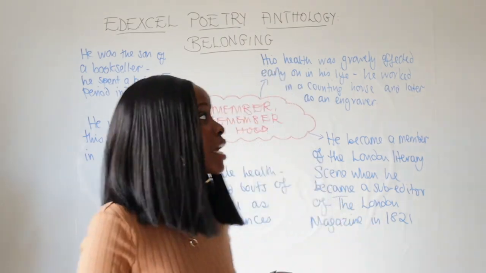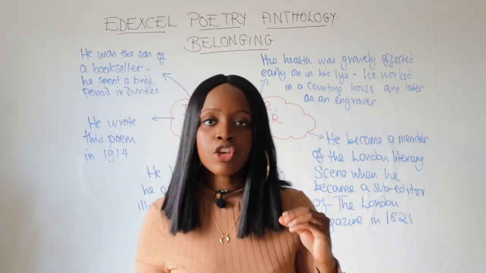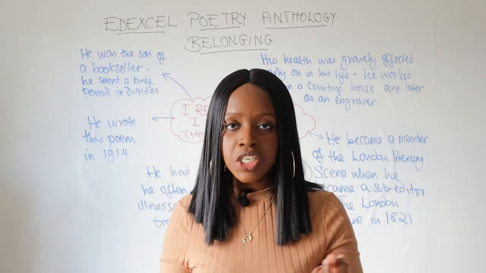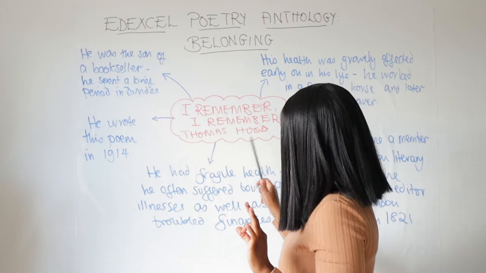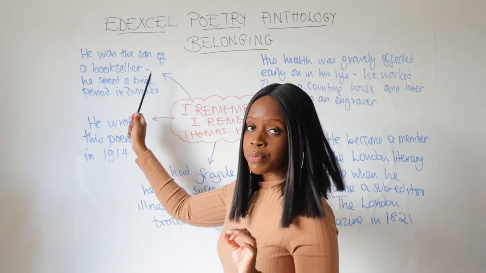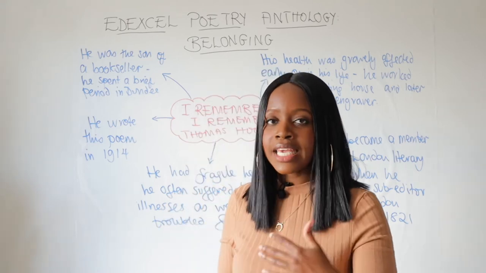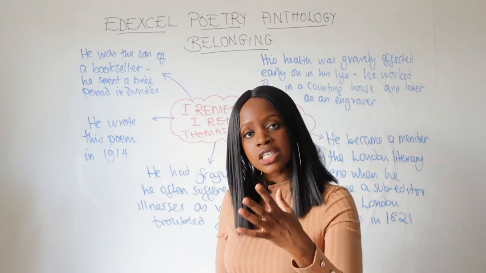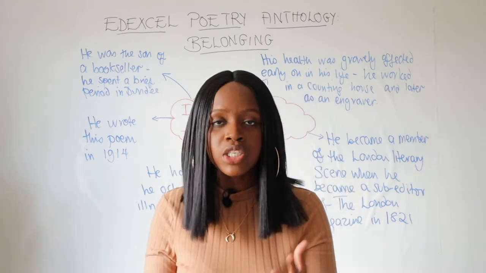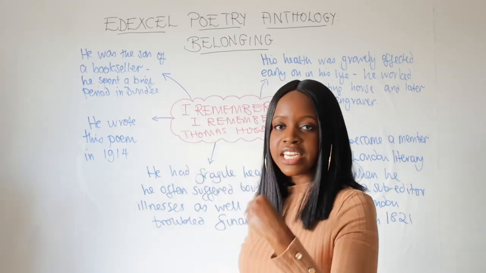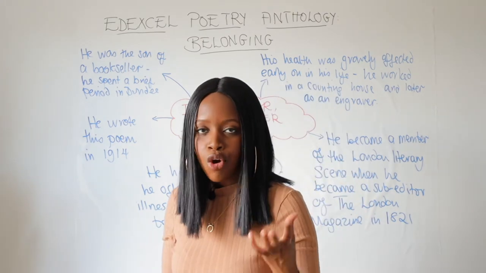So as you can see behind me, I've prepared a mind map of the relevant contextual information that you should be aware of if you are studying and writing about this poem. So firstly, remember that Thomas Hood himself was the son of a bookseller. Actually, his family is Scottish in origin. However, he was born and initially raised in London before he then went to Dundee for a period when he was quite unwell. So Dundee is in Scotland. And then he later returned to London, okay? And that's where he lived the majority of his life.